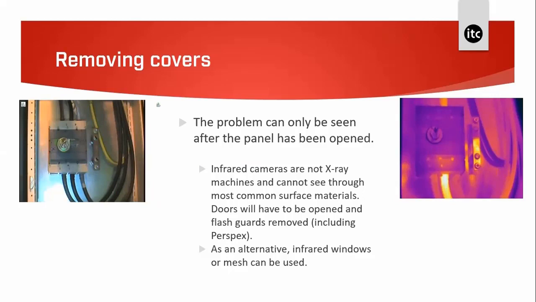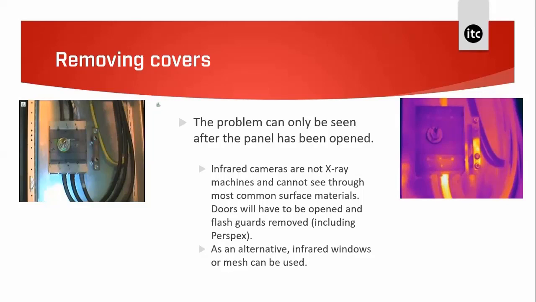We may open them and find Perspex or Lexan. If they're behind the panel doors, they also need to be removed. There are people that believe that just because you can see through them in the visible part of the spectrum, then you must be able to see through them in the infrared part also. This is untrue. Perspex and Lexan are thermally opaque, just like the panel door, to the infrared camera.